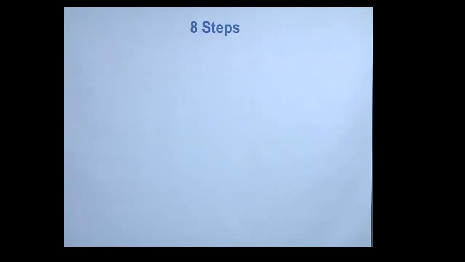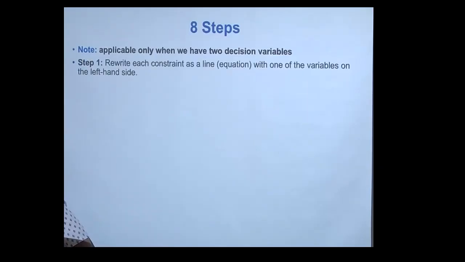So we follow 8 steps to use this method, or basically use this method to find the optimal solution. And as I mentioned, it only applies to problems that have 2 variables. Step 1, rewrite each constraint as an equation with one of the variables on the left-hand side.